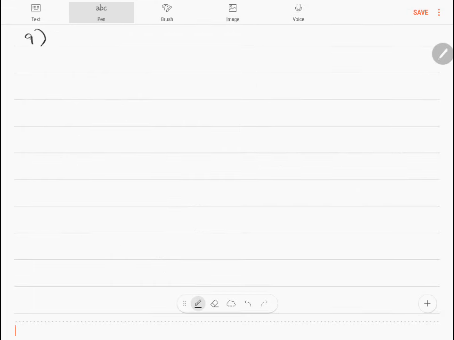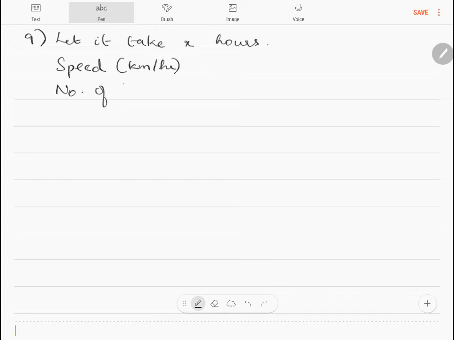Question number 9. A car takes 2 hours to reach a destination by traveling at the speed of 60 km per hour. How long will it take when a car travels at the speed of 80 km per hour? Let it take X hours. We have speed in kilometer per hour. This is the number of hours. So 60 km per hour, 2 hours. For 80 km per hour, it is X.